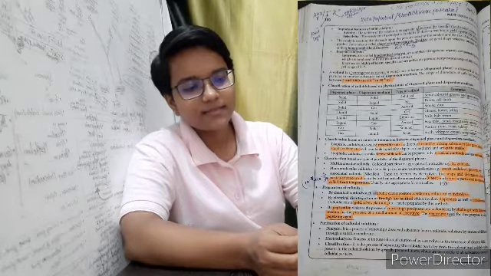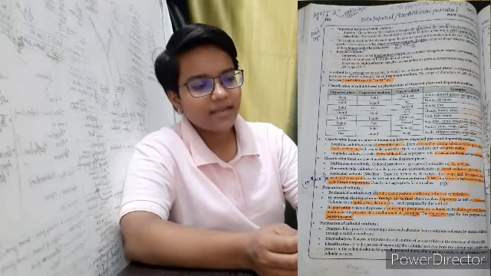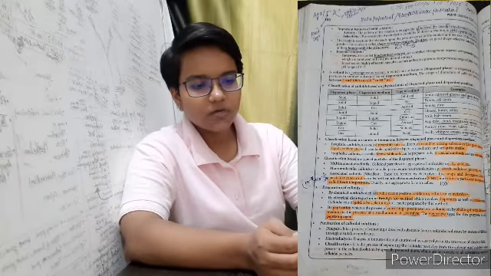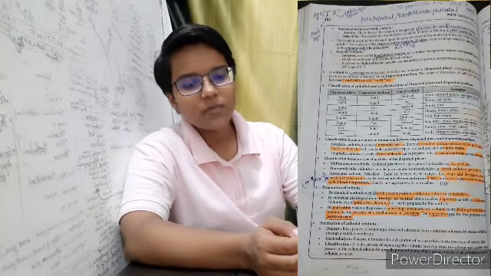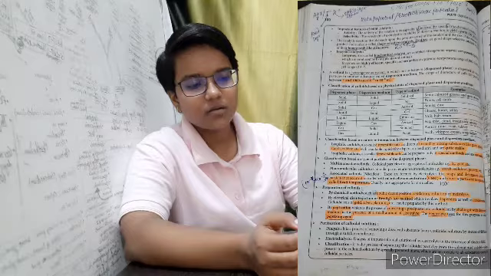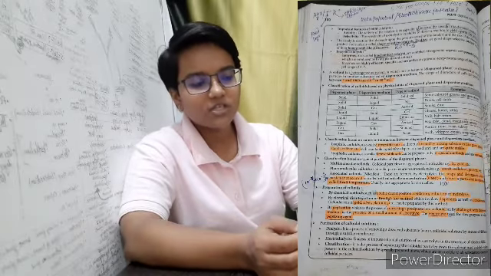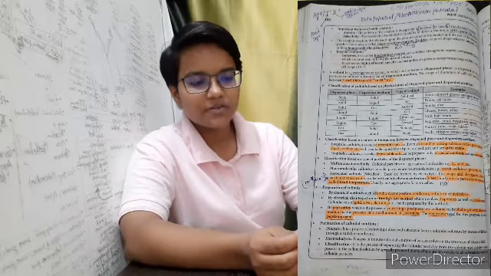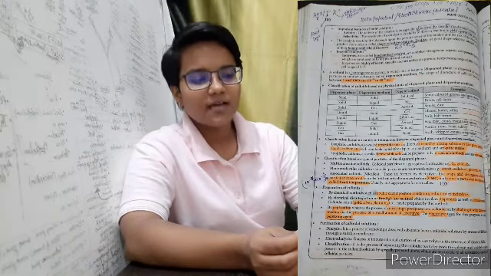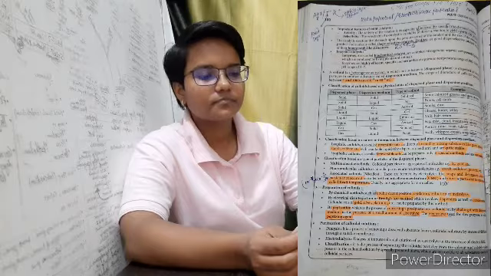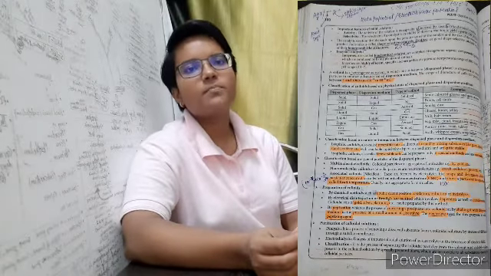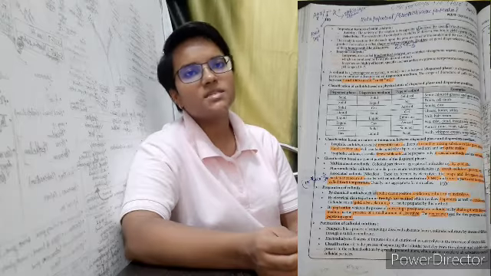Associated colloids, micelles. These are formed by electrolytes like soap and detergents above a particular concentration, 10 to the power minus 4 to 10 to the power minus 3, called the critical micelle concentration (CMC), and above a particular temperature called the Kraft temperature. Usually ions aggregate to form micelles.